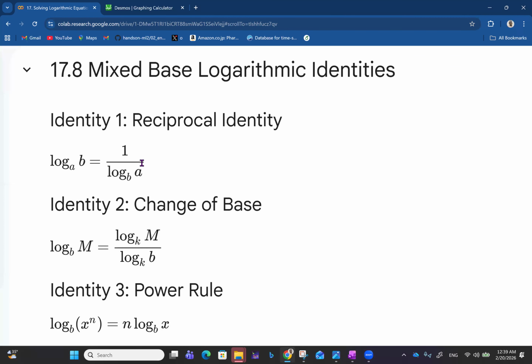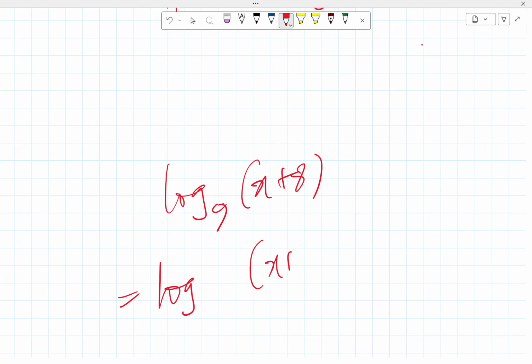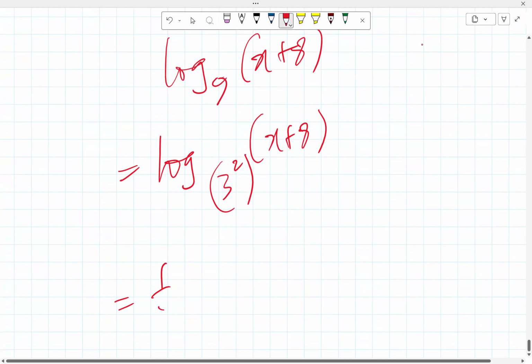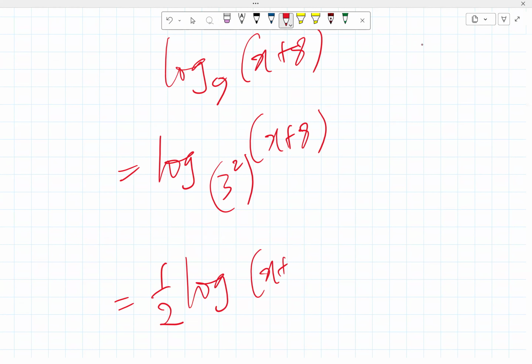And of course, I also explained to you the other time when we had log x plus 8 to base 9. And since the other one is to base 3, this is the same thing as log x plus 8 base 3 raised to power 2. And because of this 3 raised to power 2 here, it comes out as half. I proved it in one of the videos. So to base 3 now. So we can easily do this, and then we keep going with what we are doing.